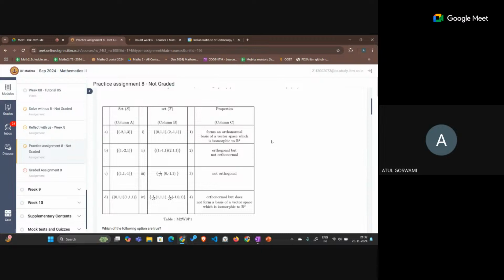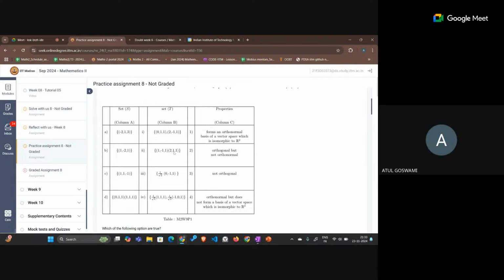No, because there are two vectors, but perpendicular to one vector is enough. Okay, it's just saying for R2. For R2 we'll need two vectors. Let's check whether, yeah, because they are perpendicular together.